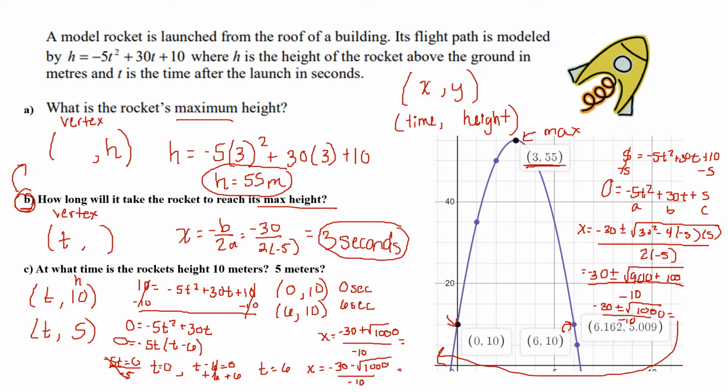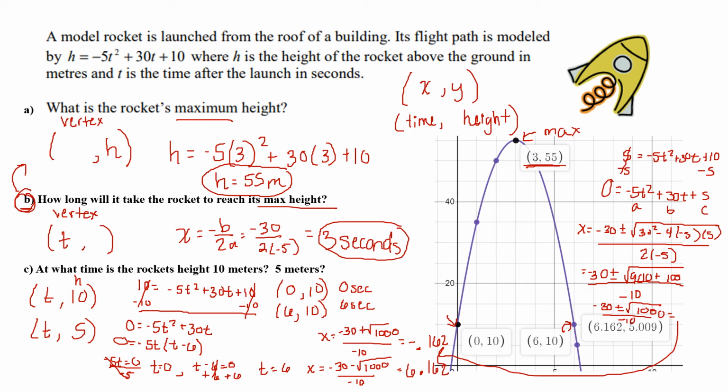So our first answer we get is negative, and we're going to have to round here. I'm going to round to the nearest thousandth. Negative 162 thousandths. My second answer, that's what I do plus the square root of 1,000. When I do negative 30 minus the square root of 1,000, my second answer is 6 and 162 thousandths.